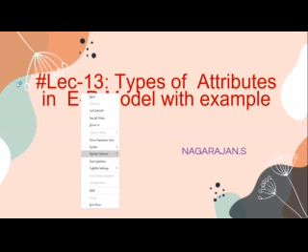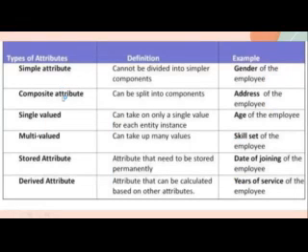So here are the types of attributes. Simple attribute is there, composite attribute is there, single valued, multi-valued, stored attribute, and derived attribute. A simple attribute cannot be divided into simpler components. For example, the gender of an employee, because the employee may be male or female. Then a composite attribute can be split into components. For example, the address of the employee, which may be divided.